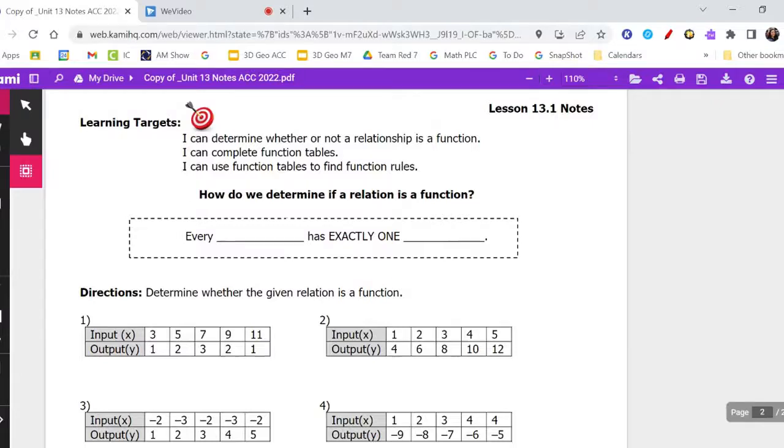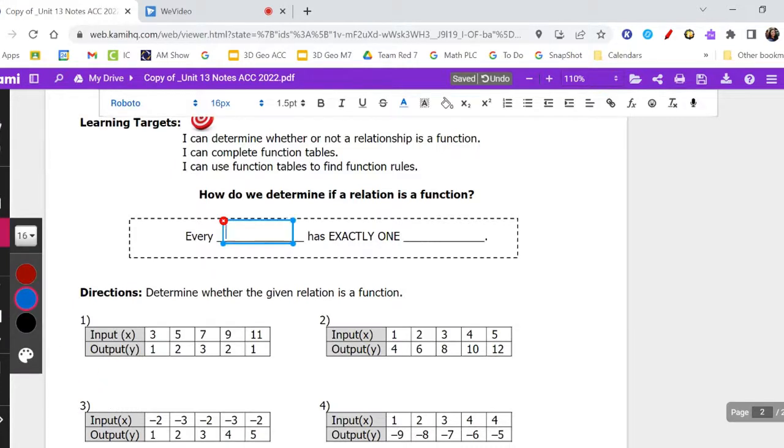Our learning targets today are, I can determine whether or not a relationship is a function, I can complete function tables, and I can use function tables to find function rules. So first, how do we determine if a relationship is a function? Well, every input has to have exactly one output.